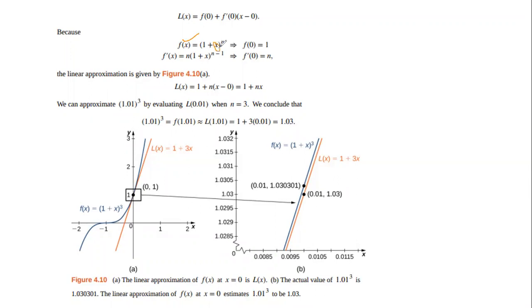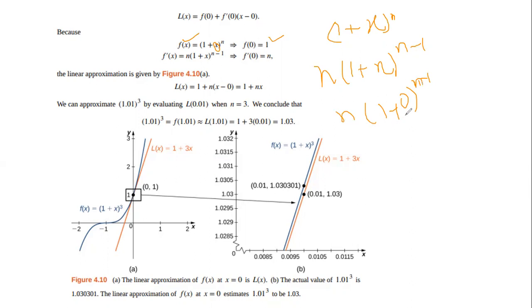Okay, so the function is f(x) equals (1 plus x) to the power n. When I put x equals 0, it will be 1. Now the derivative: first I have to take the derivative, so it will be n into (1 plus x) to the power n minus 1. Now I have to put x equals 0.